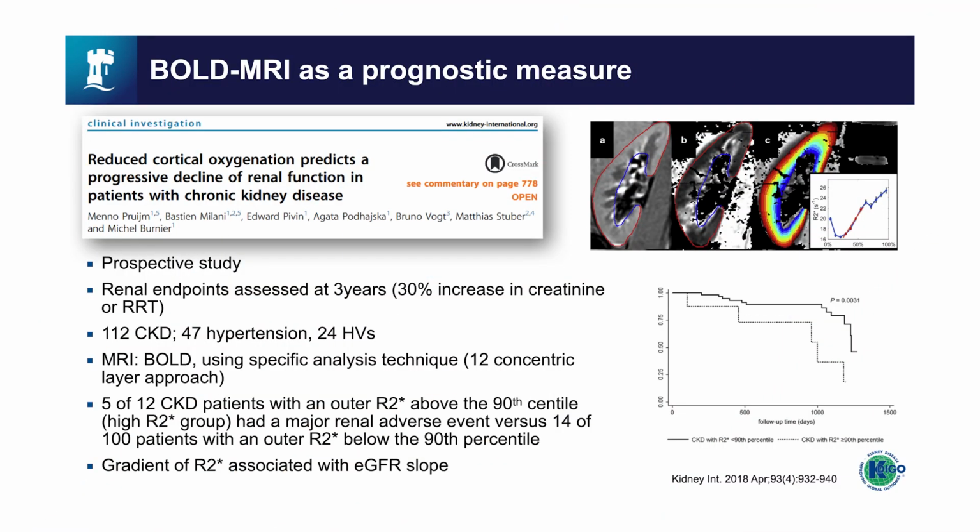Another Swiss group has looked at BOLD MRI at baseline and subsequent prediction of CKD progression. They used a specialized 12-layer analysis technique that you can see depicted in the image there. And again, there was a positive result. The patients with higher R2* values, which suggests greater degrees of tissue hypoxia, had a steeper slope of eGFR decline and a higher rate of adverse kidney events.